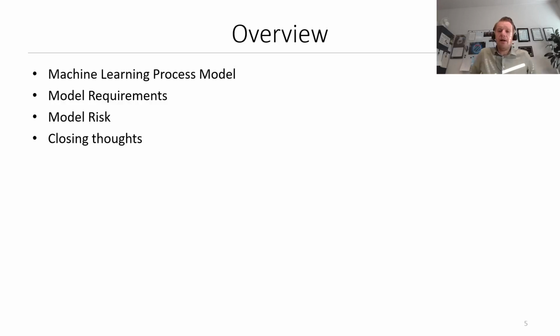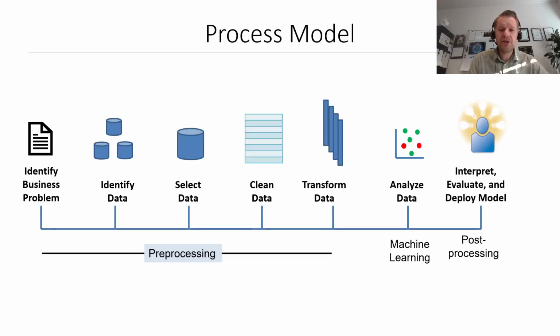Today I'm going to talk about challenges in machine learning, and we're going to start by briefly refreshing the machine learning process model. Then we're going to talk about machine learning model requirements, model risk, and we're going to finish with some closing thoughts. The machine learning process model is basically highlighted right here. And the first thing that you should do is you should clearly identify your business problem. What is the problem that you want to tackle with machine learning, with analytics or data science? The terms are typically used interchangeably.